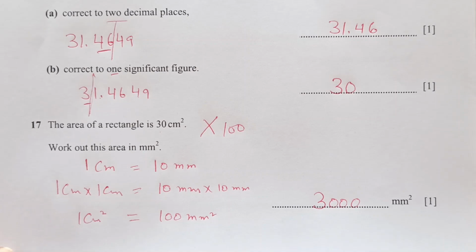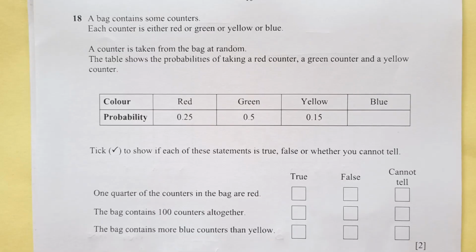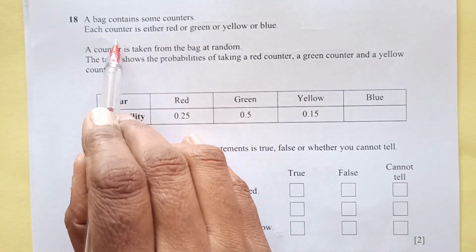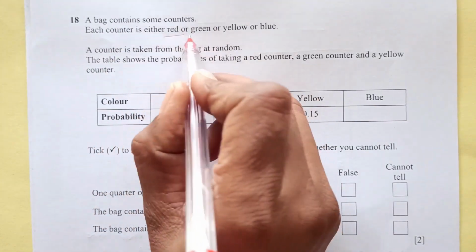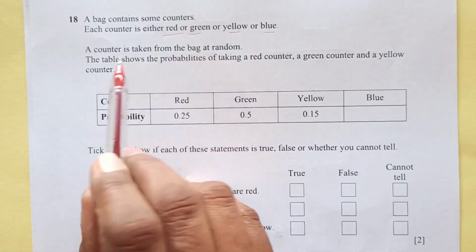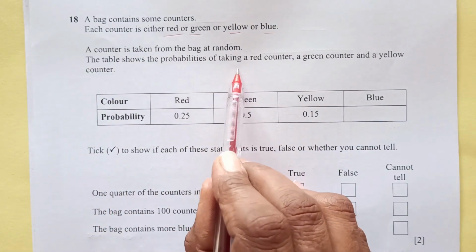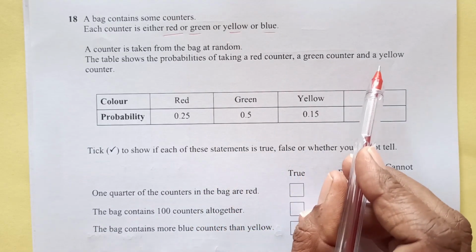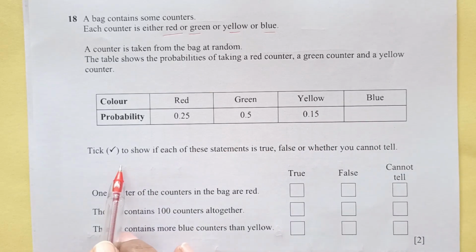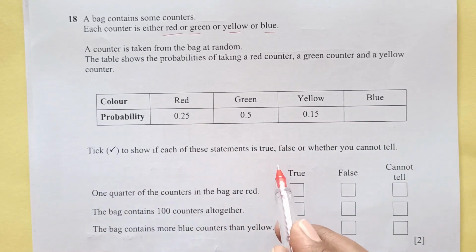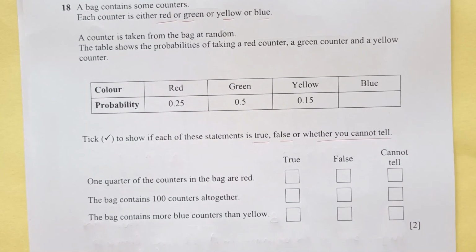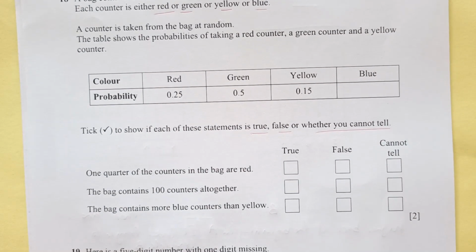Question number 18. A bag contains some counters. Each counter is either red, green, yellow or blue. A counter is taken from the bag at random. The table shows the probability of taking a red, green and yellow counter. So we have red, green, yellow, and blue is empty. Tick to show if each of these statements is true, false or whether you cannot tell. Let's see what we can tell from the information given.